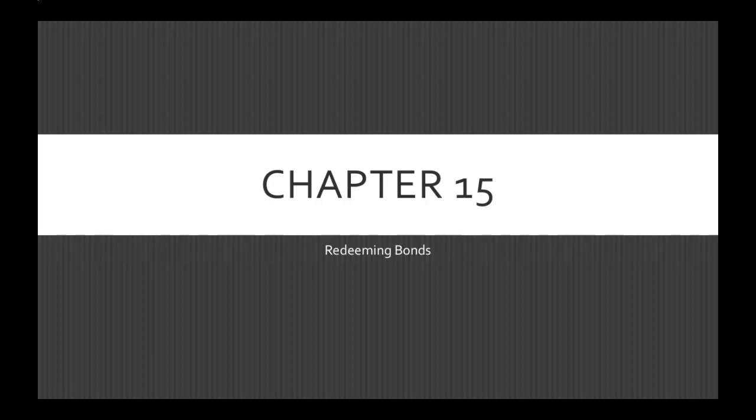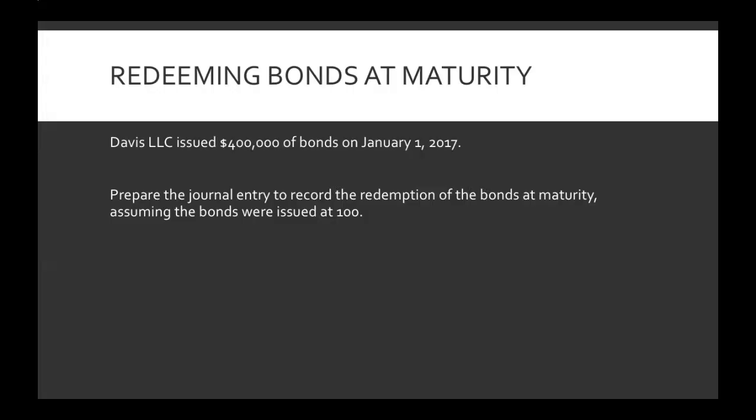So after you issue bonds, a few years down the line, they're then going to be redeemed. So let's take a look at some journal entries for redeeming bonds payable. So this example says Davis LLC issued $400,000 of bonds on January 1st, 2017.